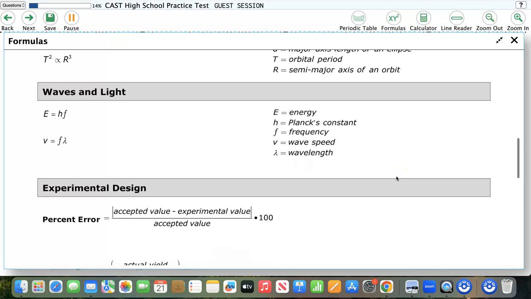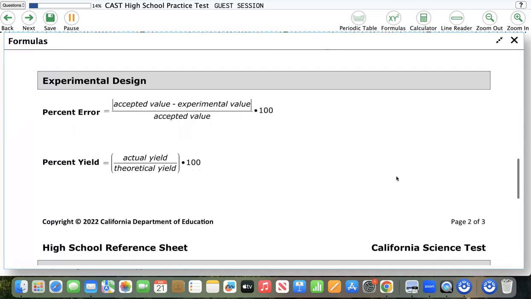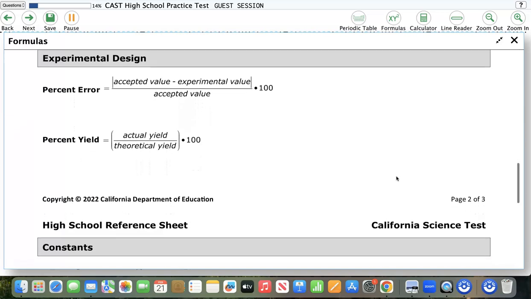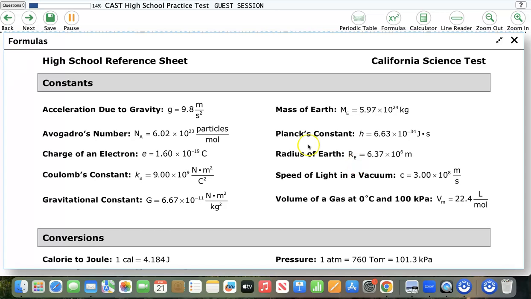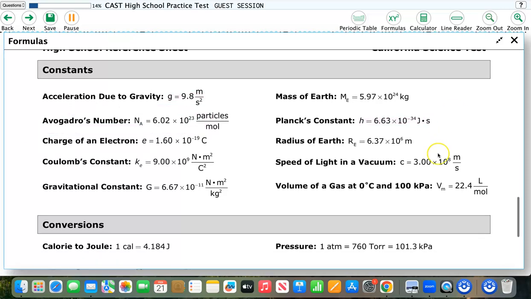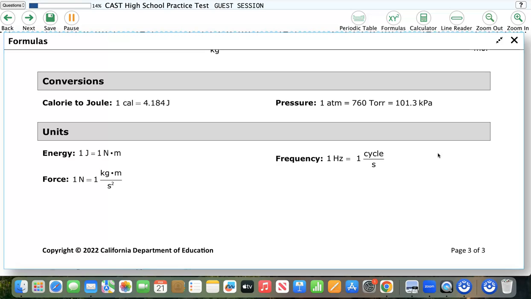Waves and light is available. In experimental design, we have the formulas to find percent error and percent yield. Then you have all of these constants. So you do not need to memorize Avogadro's number or Planck's constant or any of those. Acceleration due to gravity is there. Avogadro's number is there. So these are all going to be very helpful. You may or may not have questions with these, but just know that you have this to help you. Finally, there are some conversions and some units available for you in this reference sheet.